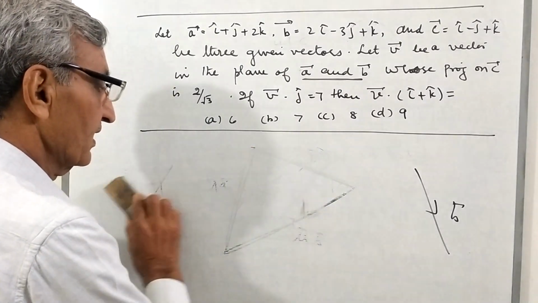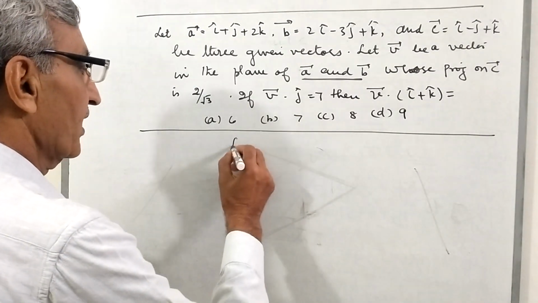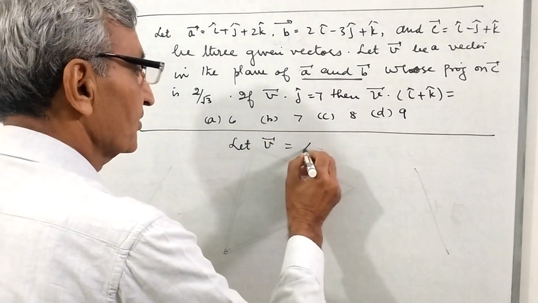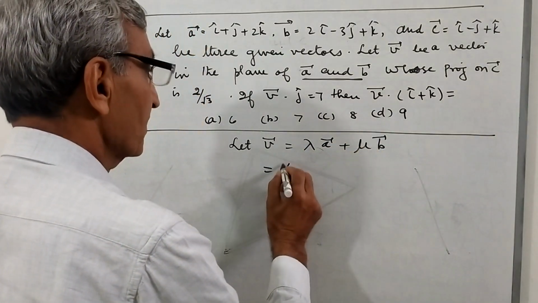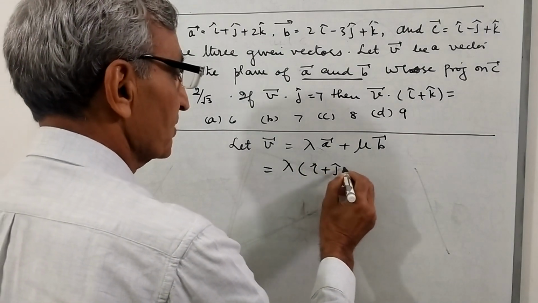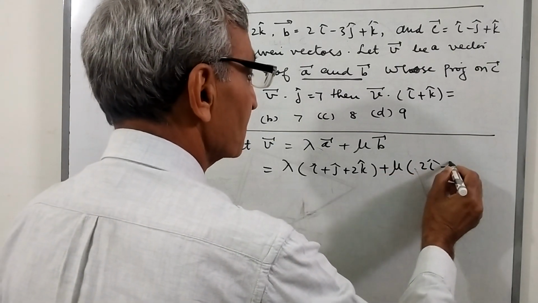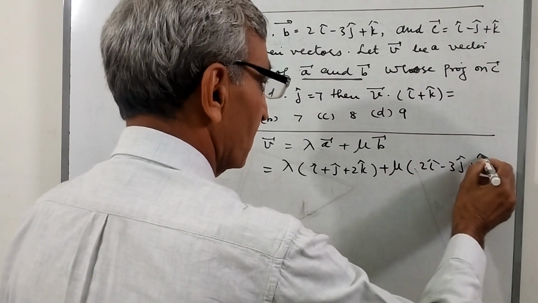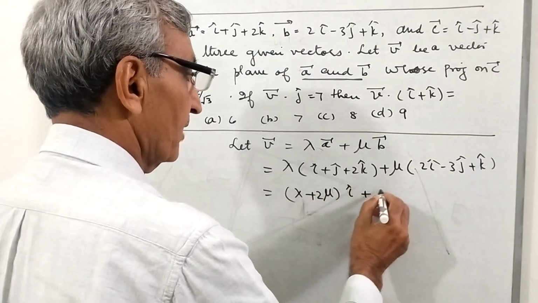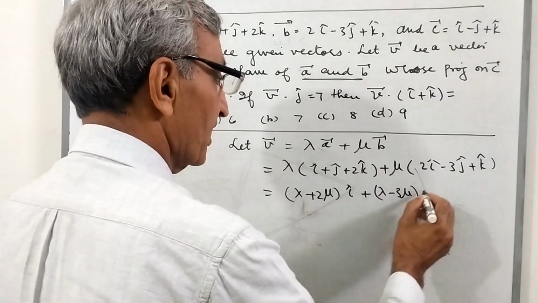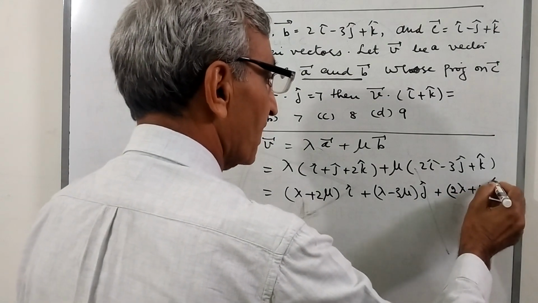So let me take V as a linear combination, lambda into A plus mu into B. Lambda into A means i plus j plus 2k, plus mu into B, where B is equal to 2i minus 3j plus k. So let me write (lambda plus 2 mu) into i, and (lambda minus 3 mu) into j, and (2 lambda plus mu) into k. This is the vector I had taken.